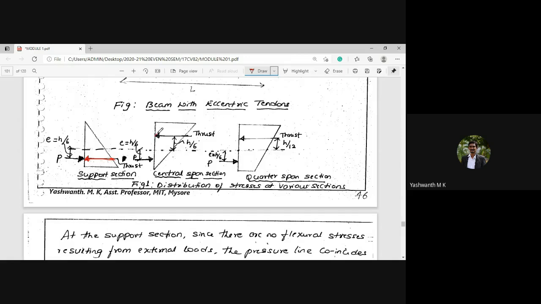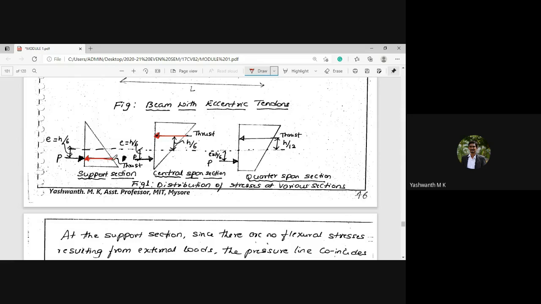here. Okay, so this will be the pressure line or the resultant force. Sorry, this is the resultant force, and this will be the pressure line. So this is the locus of the point of application of this resultant force, or this will be the pressure line. And this will be the central axis of the steel line, and this will be the central axis of a section. Is it clear?